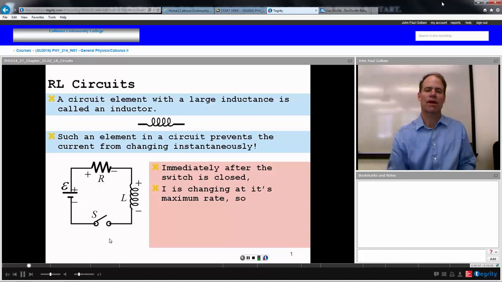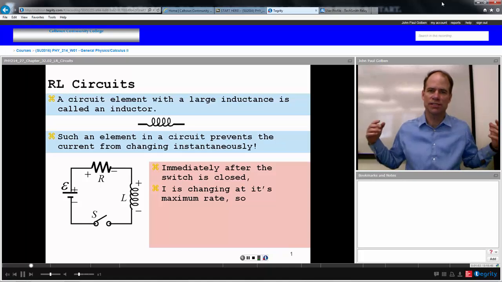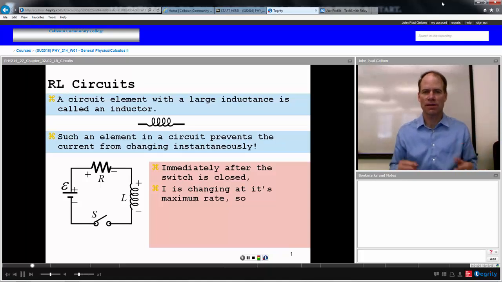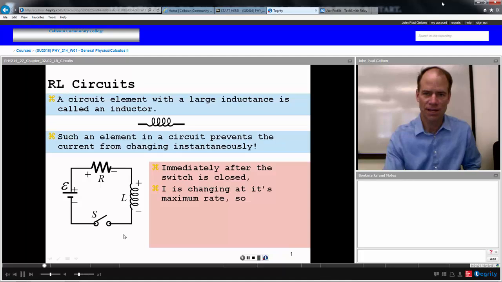What's going to happen when I first close the switch? When I first close the switch, the current is going to be changing most rapidly, and at that moment the current is still zero, meaning that the voltage on the resistor at that moment will still be zero as well, because V equals IR, the current being zero, there would be no voltage on the resistance. All the voltage of the battery, when I first close the switch, is going to be found on the inductor itself.